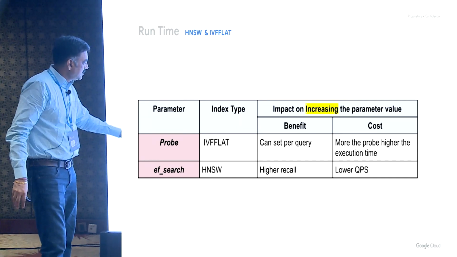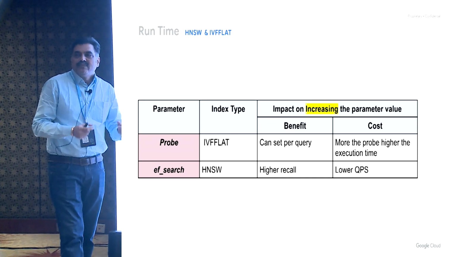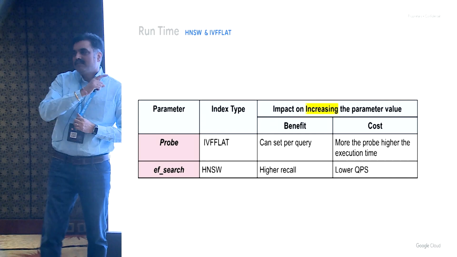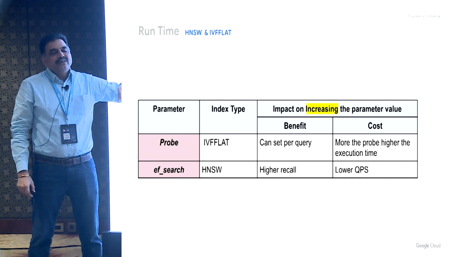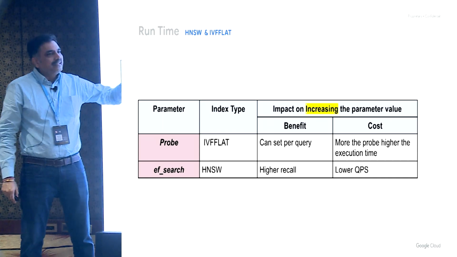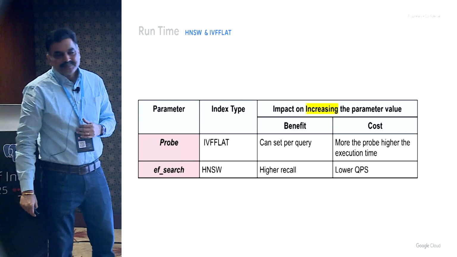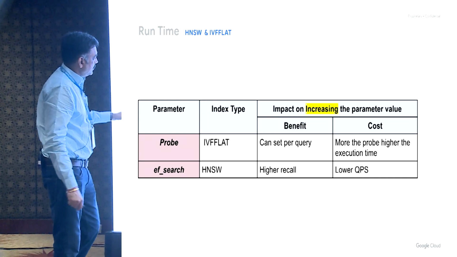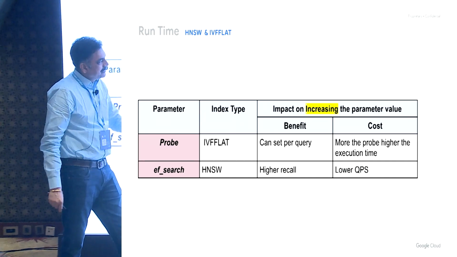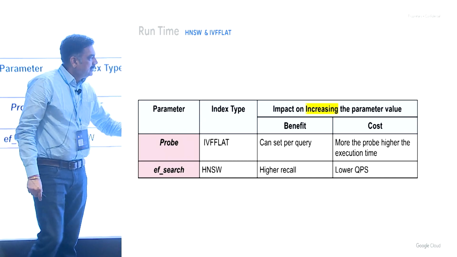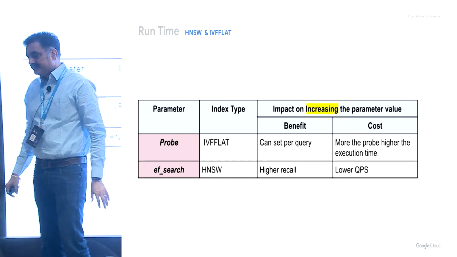And then we have a similar parameter for HNSW, which is called EF search, which you specify at the runtime, not the build time. So let's not get confused. Build time is over. We have specified EF, we have specified the M values, we have specified the list, but now we are at the runtime. So at runtime, it's probe and EF search, which actually control your recall rate, and also the more the probe, the more your execution time will be.